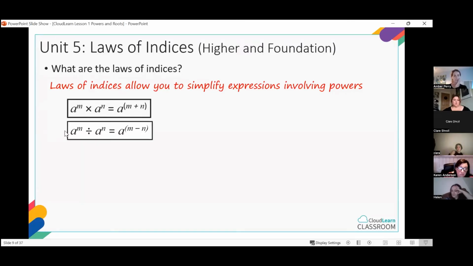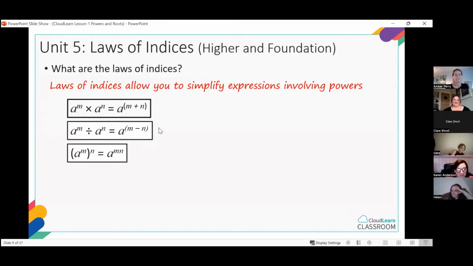The next one, in the reverse of that, is a to the m divided by a to the n is a to the m minus n. I used to get my students in year 8 to write raps on this because it sounds so good in a rap. Like a to the m divided by a to the n is a to the m minus n. They used to have a lot of fun doing that.